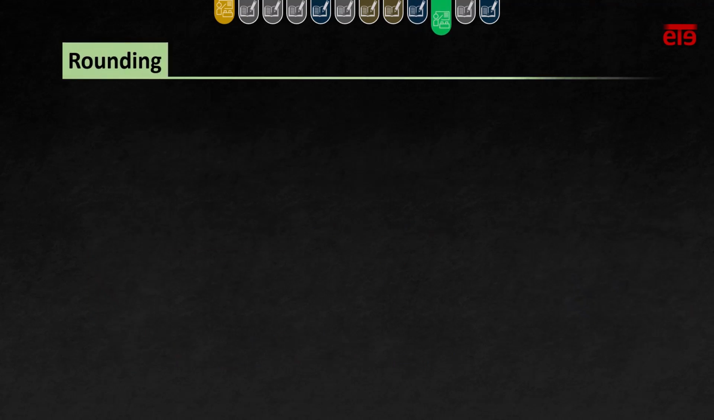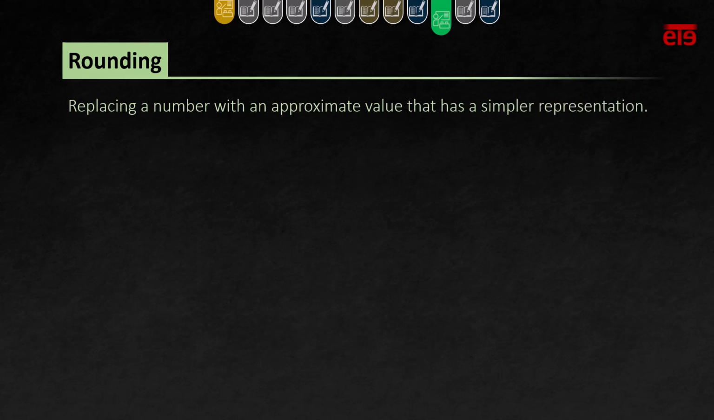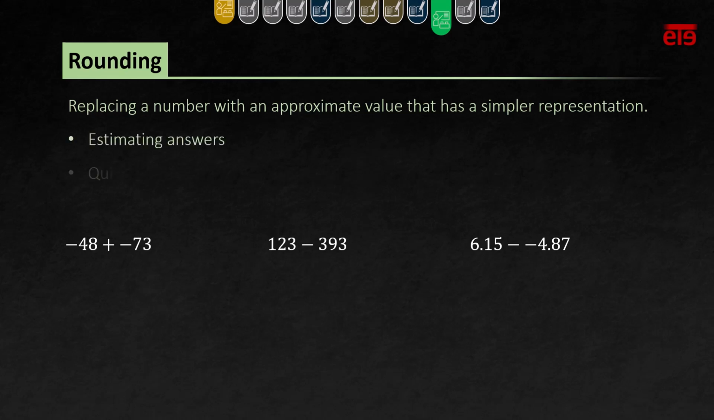Sometimes when we add or subtract, we estimate answers. For estimation, we need to round the numbers. You can record that rounding is replacing a number with an approximate value that has simpler representation. For example, look at these expressions. We will estimate the answers by appropriate rounding. By rounding numbers, we can calculate more quickly and easily.